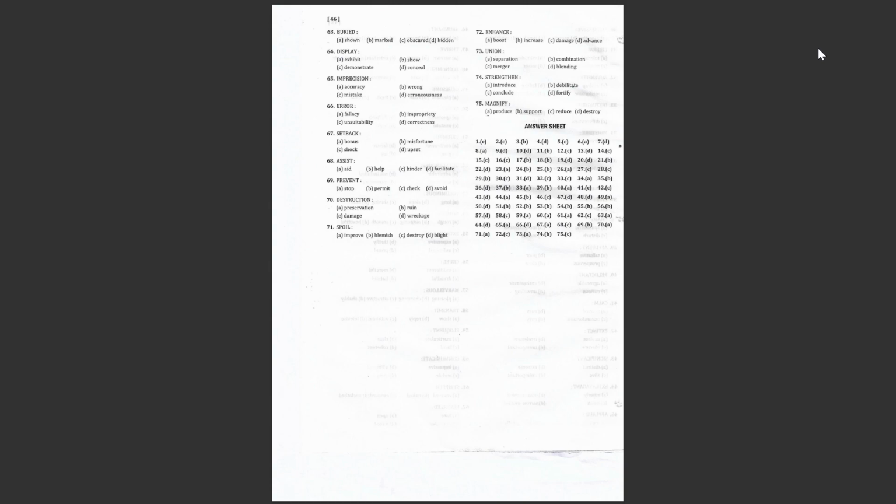Word 72, enhance. Enhance is to increase the quality of something, to improve something, to better something, to advance something further, to increase. That is what enhance means. So boost, increase, advance, these are all synonyms of enhance. But if you look at option number C, damage is the clear antonym of enhance, and therefore it would be the antonym of the word enhance.